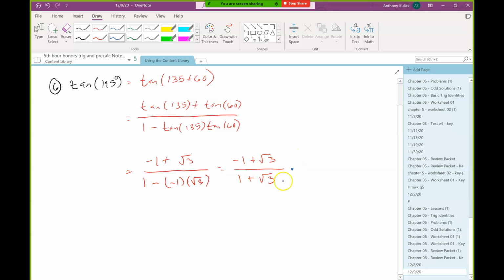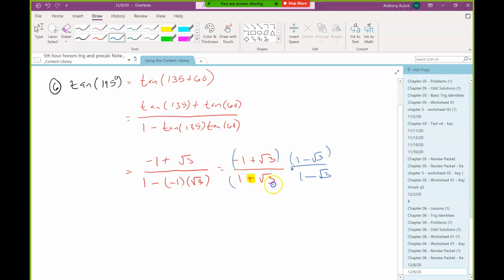But we don't like to leave our answer with a square root in the denominator. So to rationalize this denominator, since it has a sum in it, we can't just multiply the top and bottom by square root of 3 because it'll distribute to the 1 and I'll still have a square root down there. So what we do is we multiply the top and bottom by the conjugate, which is the same thing as the denominator but with the opposite sign in between.